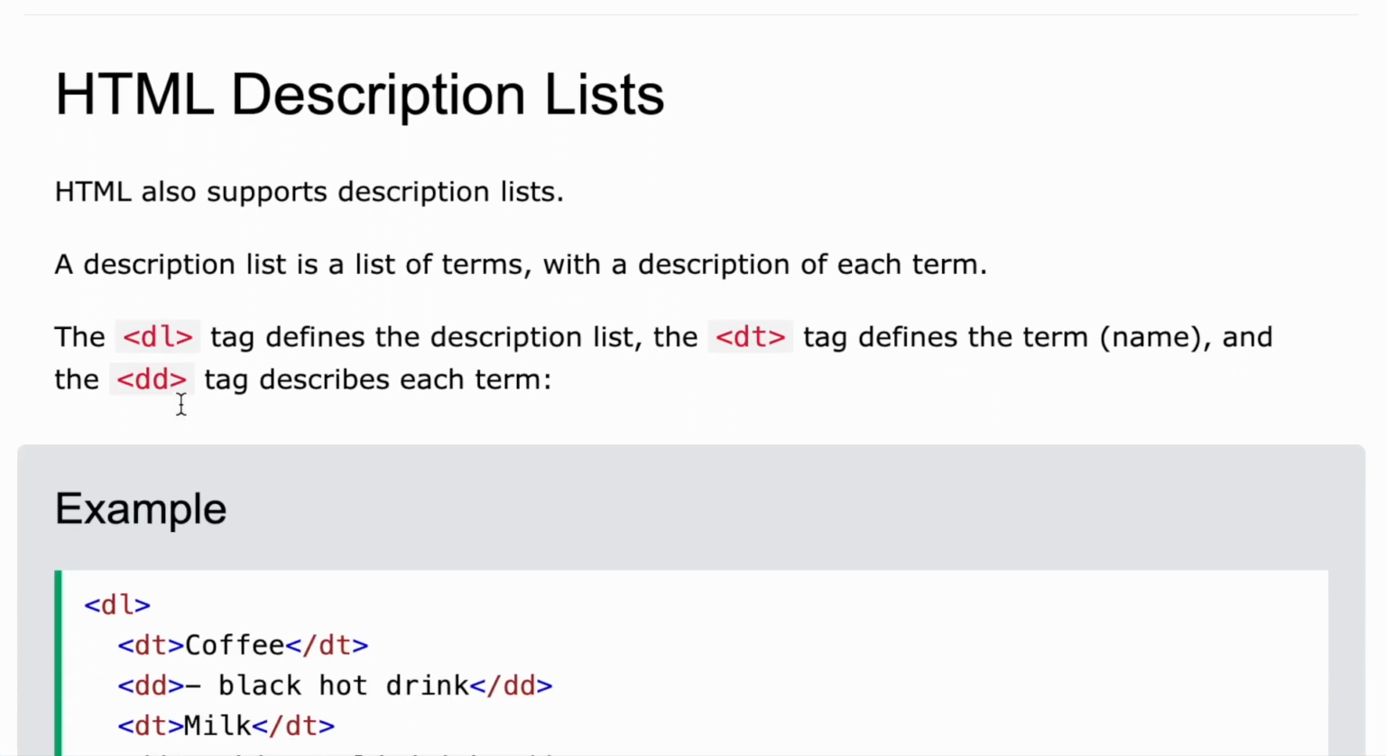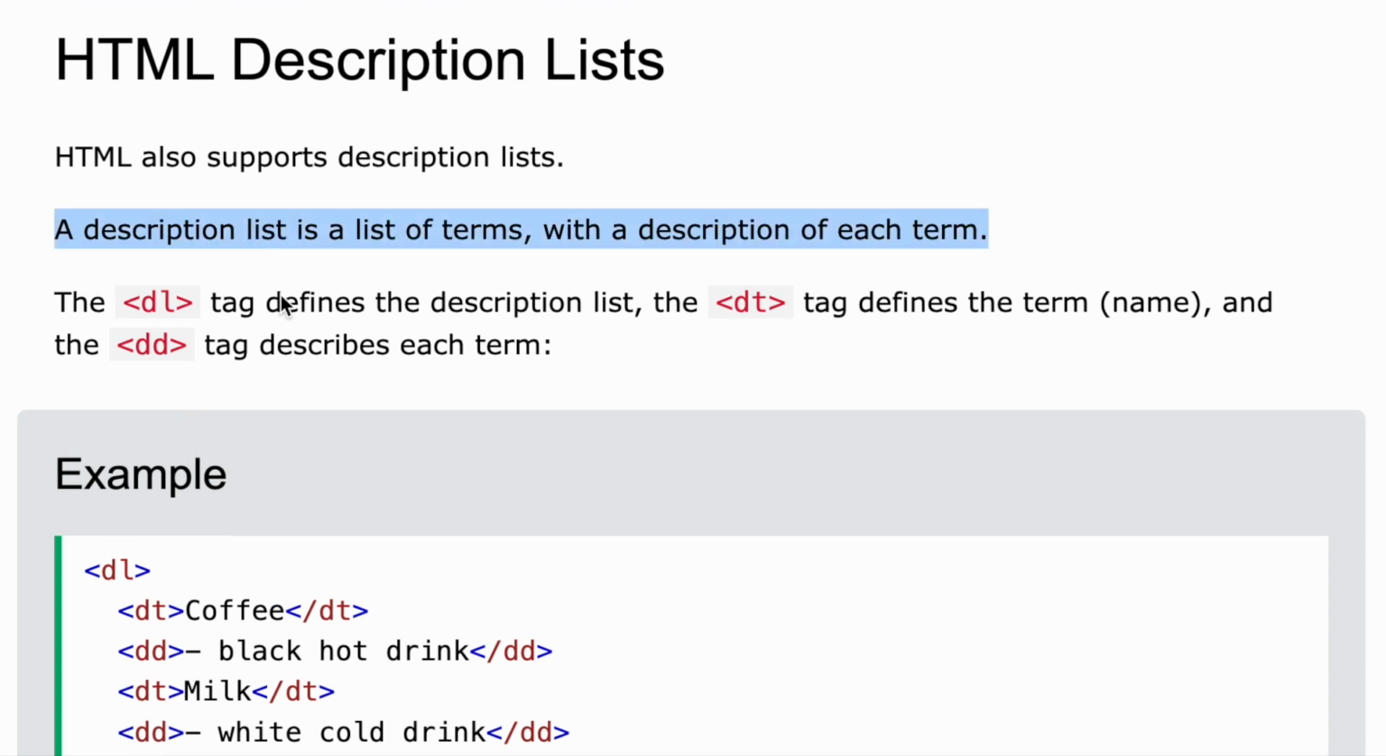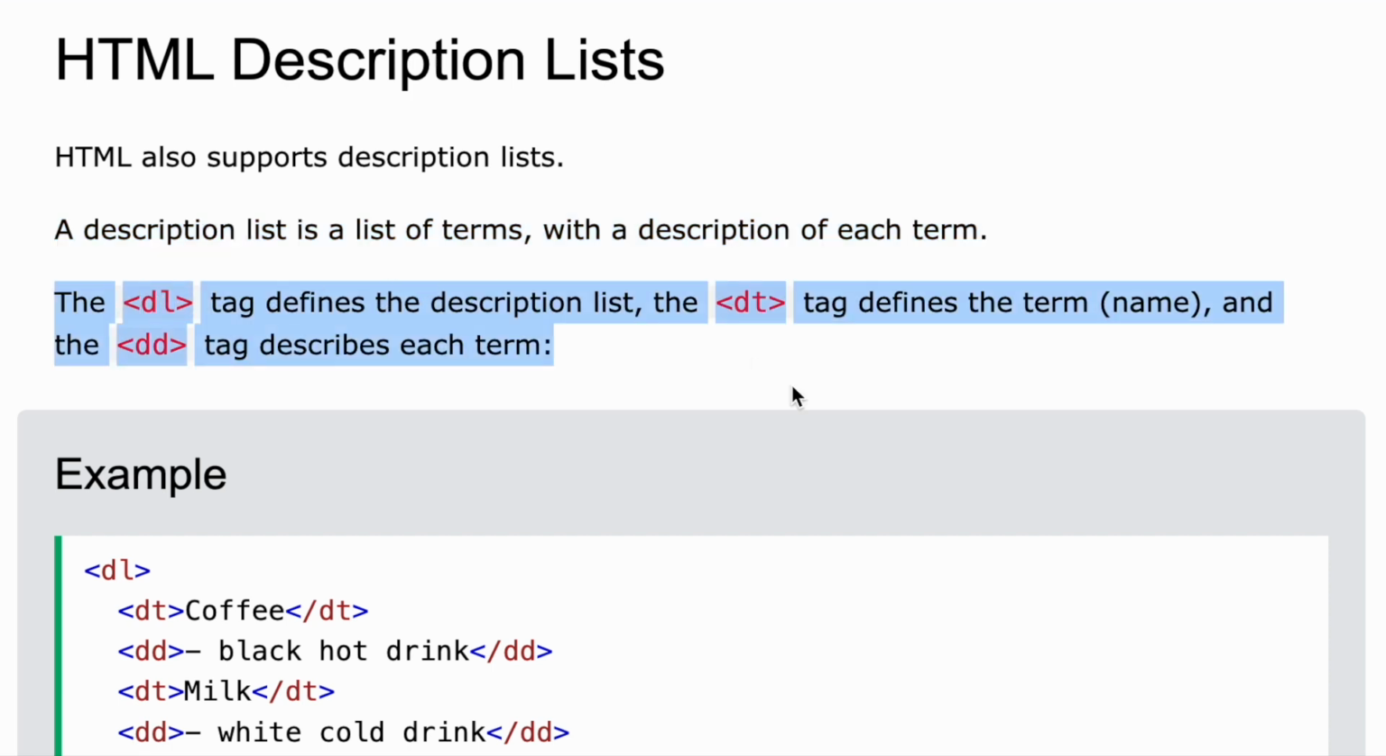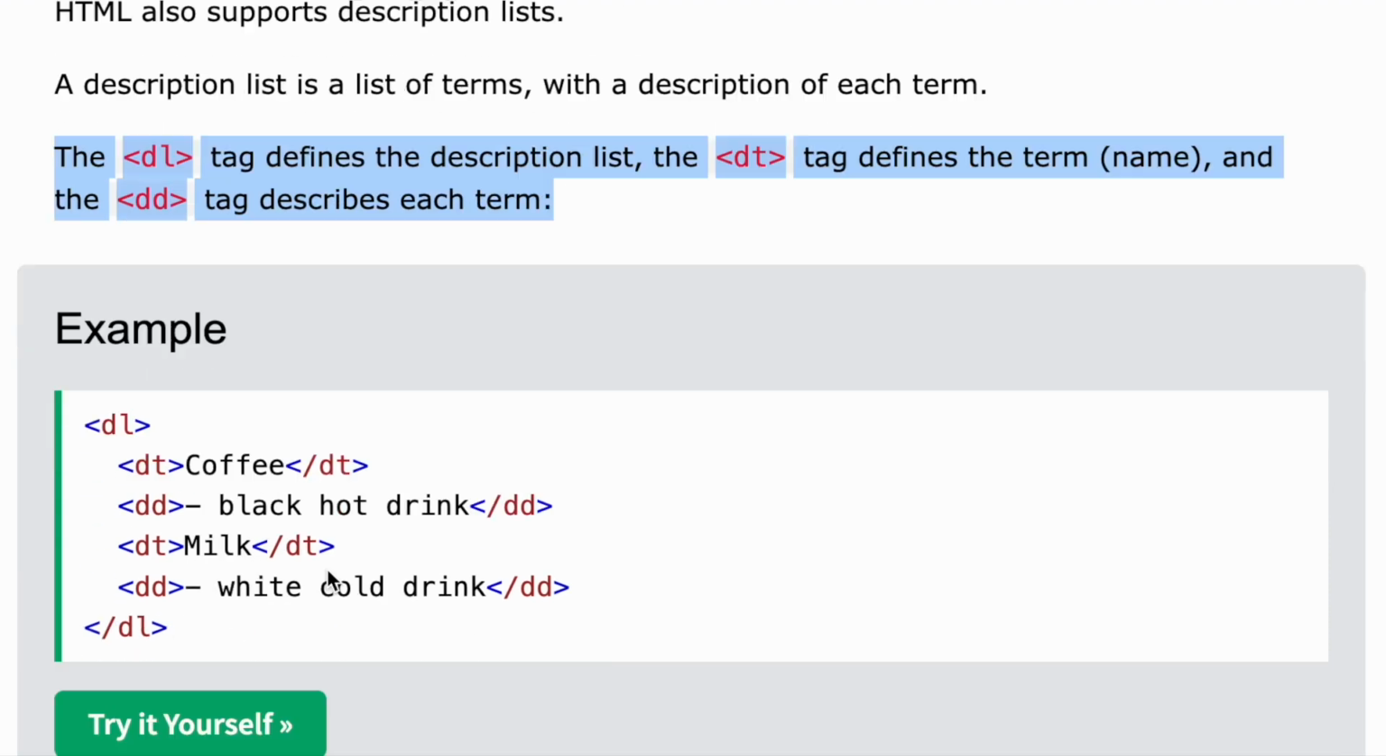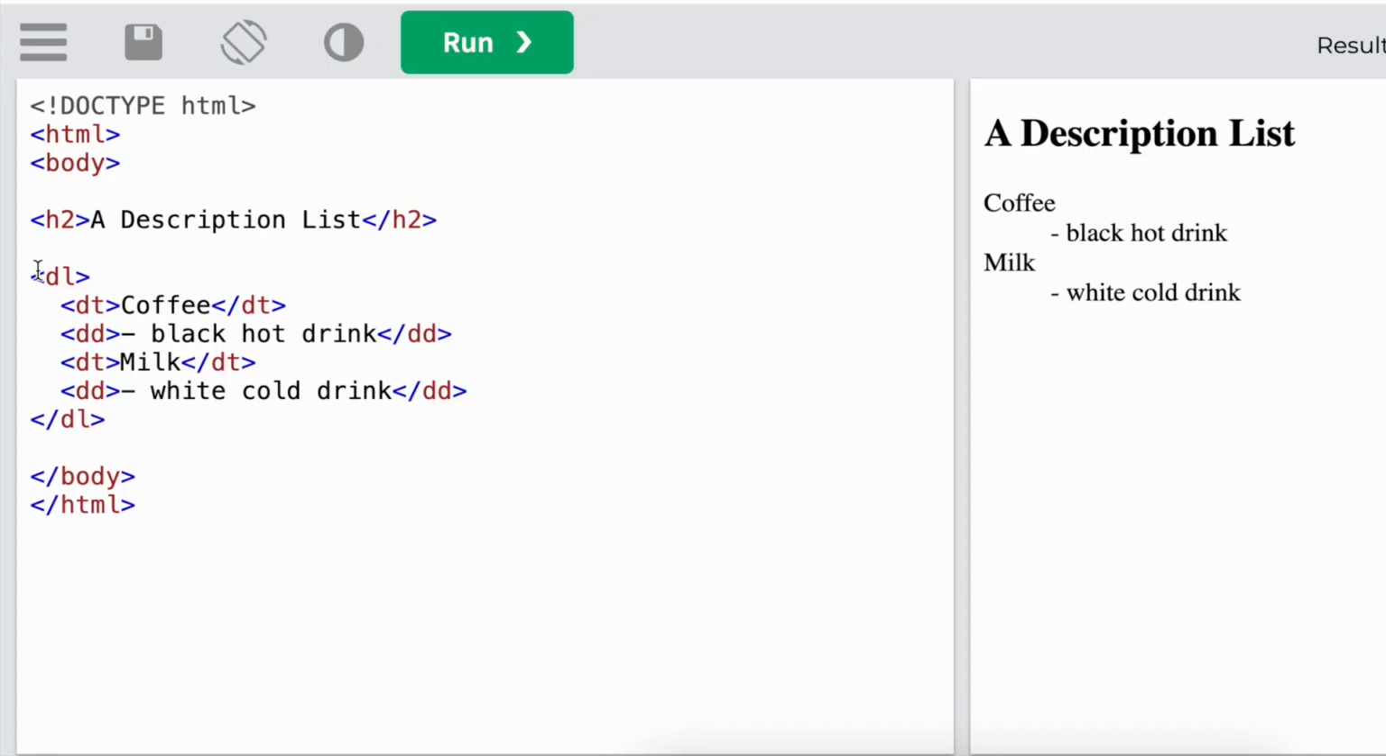And you could also give a description list. A description list is a list of terms with a description of each item. The DL tag defines the description list, the DT tag defines the term, the name, and the DD tag describes each item. So if you want to create a description list, first you will write DL and then you'll write DT. In DT you write the name of the item, and the DD tag will describe the name which is written.